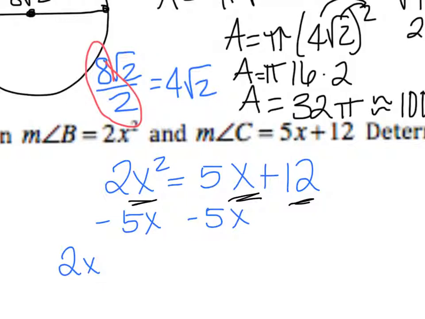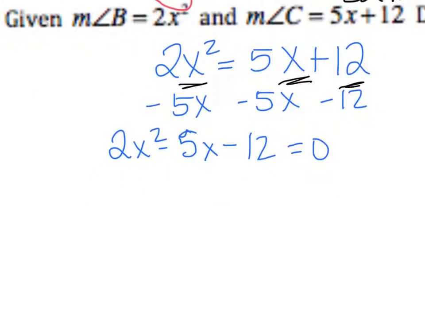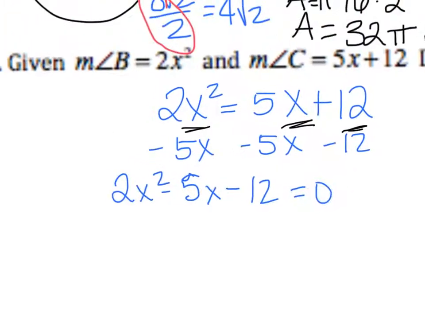So I have 2x squared minus 5x, and then I'll subtract the 12 as well. So now I'm left with 0. Now what should I do? Should I square root? No. Should I square? No. Should I factor? Yes. So I'm going to go ahead and factor.